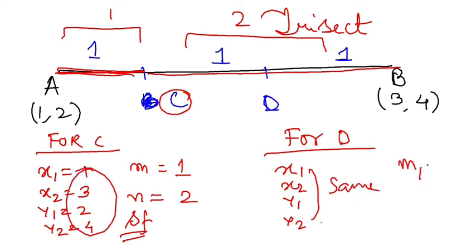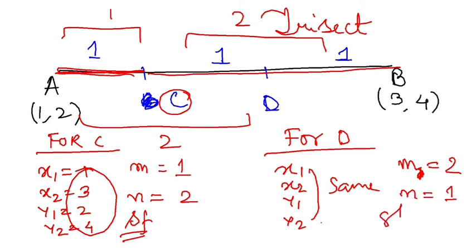And what will be my m now? For D, m is 2 and n is 1, and you can apply the section formula and find the coordinates of D, right? I hope you have understood.